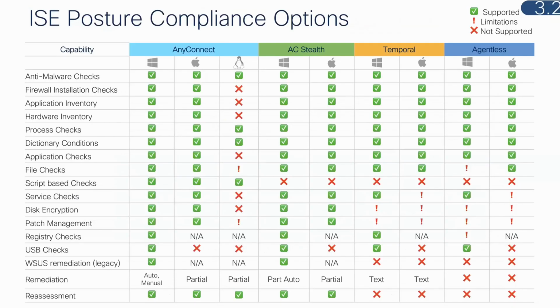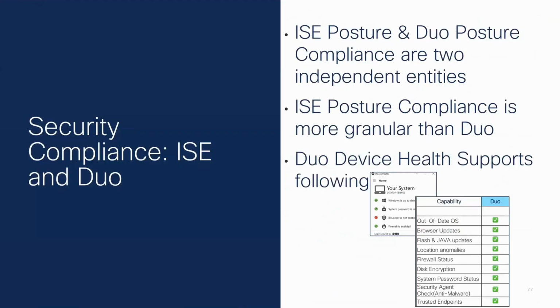Now that's basically it. I wanted to go over these two parameters. You can achieve secure compliance from an ISE posture model as well as from a Duo compliance model. But I wanted to let you know, these are not two integrated factors as of now. You cannot make use of Duo posture compliance in ISE. They are two independent entities at this point in time.